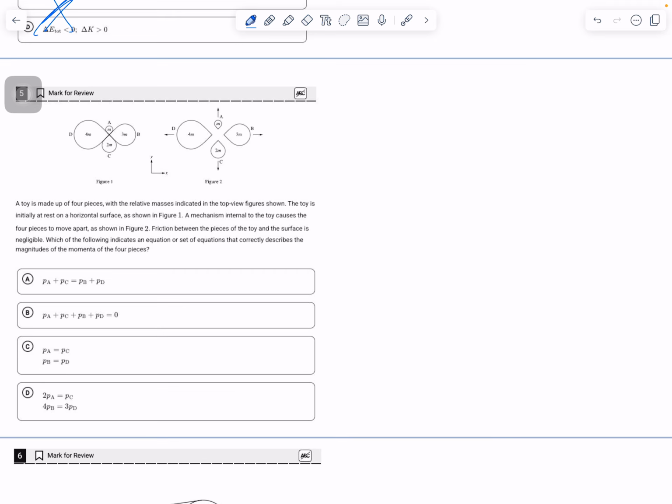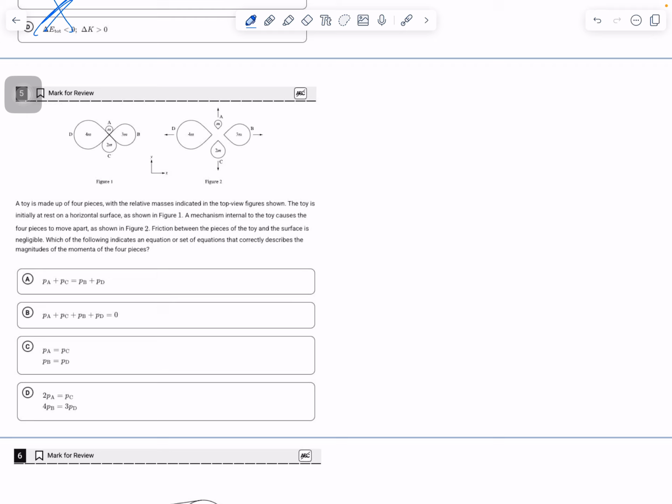A toy is made up of 4 pieces with the relative masses indicated in the top view figures shown. The toy is initially at rest. Then it explodes, friction is negligible. Which equation or set of equations correctly describes the magnitude of the momentum?